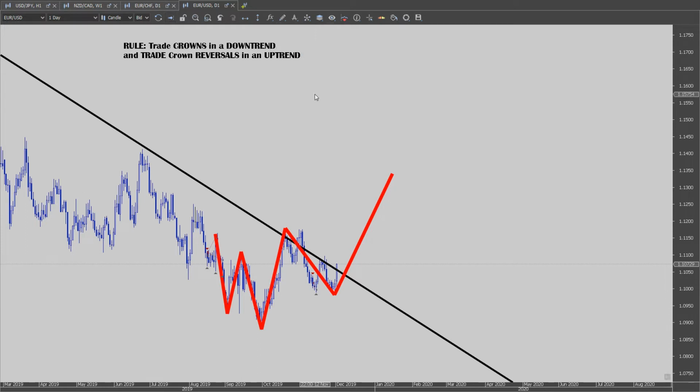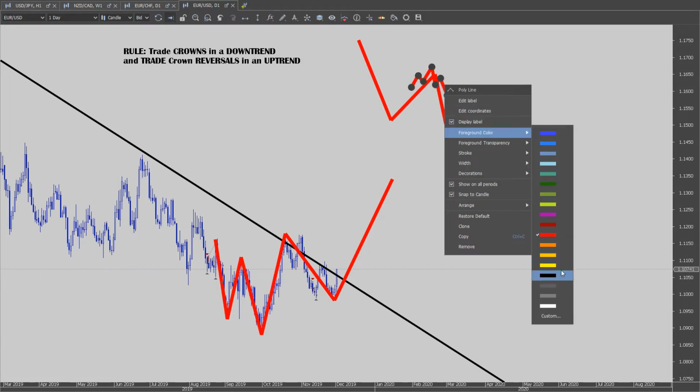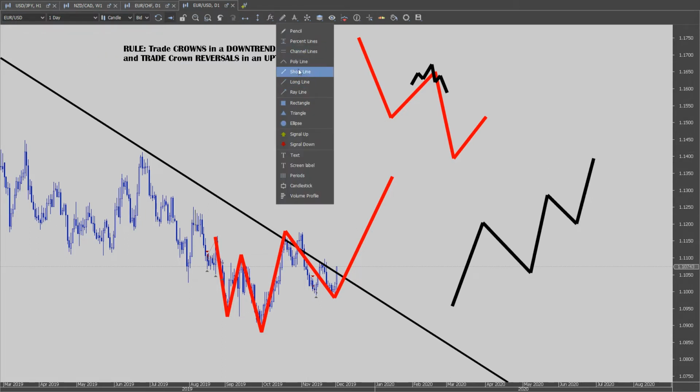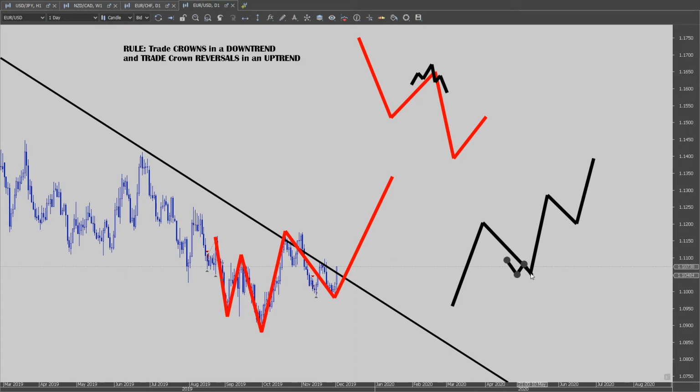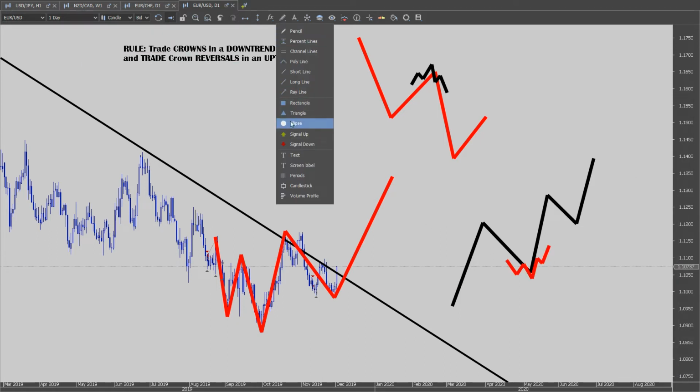Okay, so in a downtrend, everybody, you're going to have extension, retracement, extension, retracement. So in a downtrend, try to find crowns and trade crowns. And in an uptrend, thank you, Annie, in an uptrend, everybody, try to trade crown reversals and not vice versa. Okay, this is also our rule.